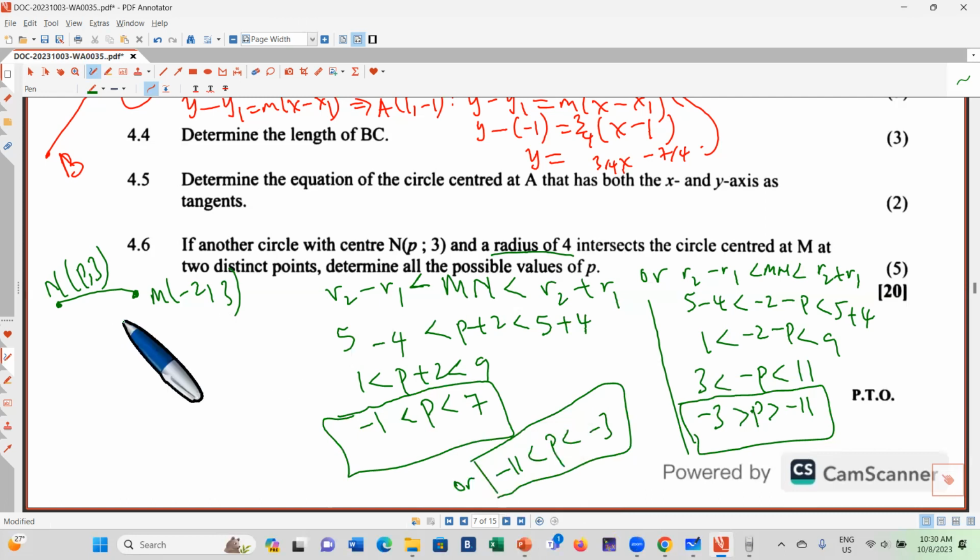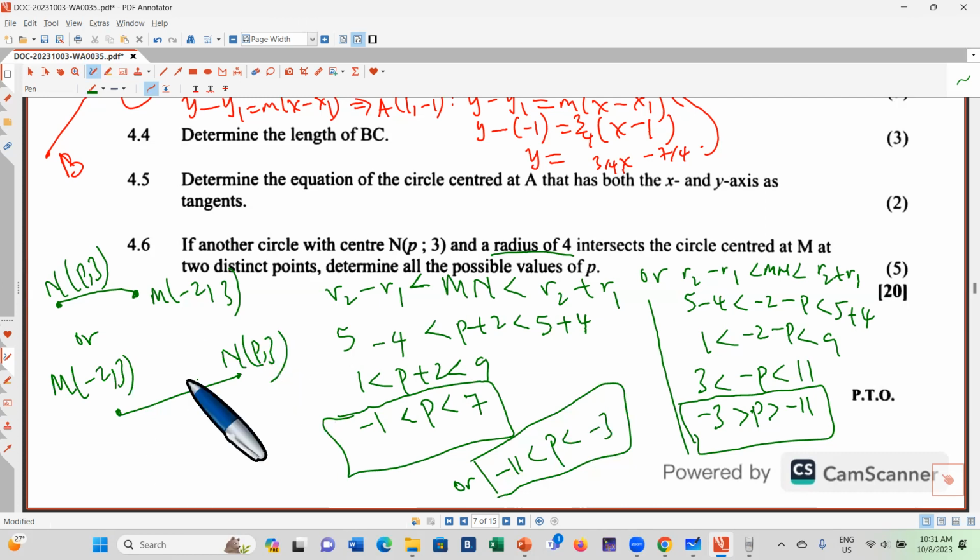Watch the examiner's question. In other words, at this point, if we want to find the two, we simply consider these two cases. You can consider this case, or the other case where M has the coordinates minus 2, 3, and the other one has the coordinates p, 3. The fact that it's p, 3 means the y's are the same.